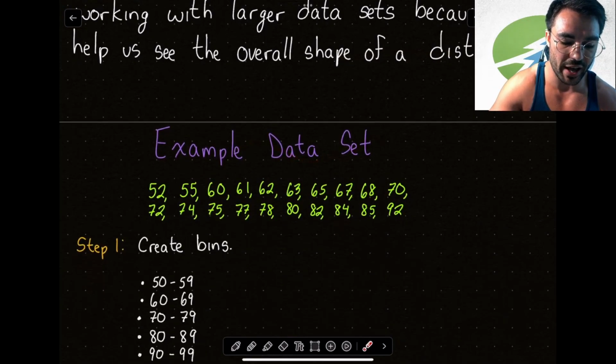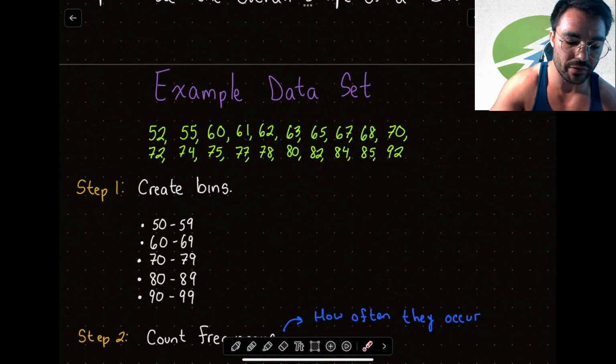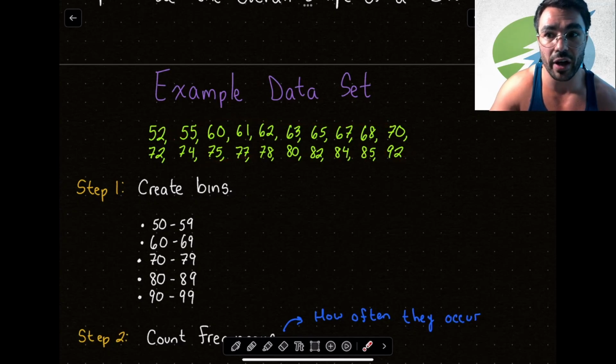Here we have an example data set. Our data set includes values between 52 and 92 listed in ascending order. Again, they will not always be given to you in ascending order. It is your job to rewrite them in ascending order if not given. It will make your life a whole lot easier if you do.